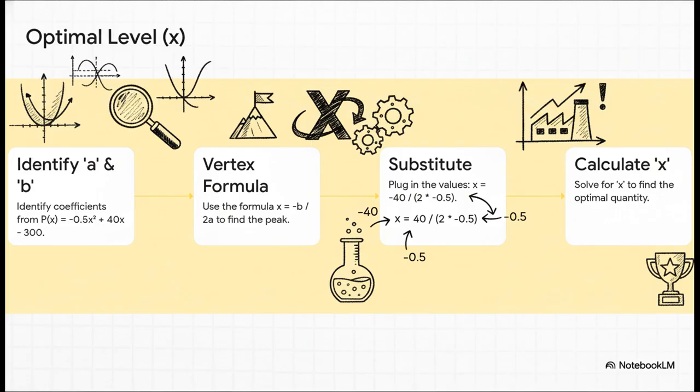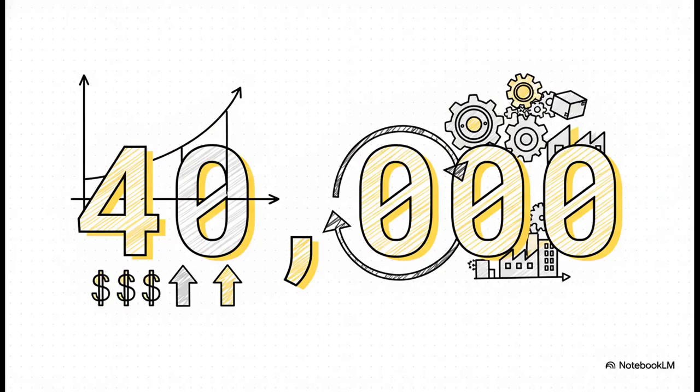So let's look back at our equation. P of x equals negative 0.5x squared plus 40x minus 300. The a is our quadratic coefficient, negative 0.5, and b is our linear coefficient, 40. Now we just have to plug them in. You can see how the formula elegantly balances the force of growth, b, against that force of diminishing returns, a, to find that perfect sweet spot. Okay, so let's plug in the numbers. We've got negative 40 on top, and on the bottom, 2 times negative 0.5.